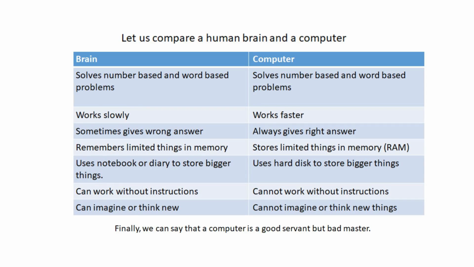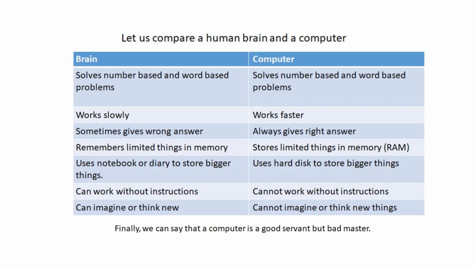Let us compare a human brain and a computer. Human brain solves number-based and word-based problems. Computer solves number-based and word-based problems. Human brain works slowly. Computer works faster. Human brain sometimes gives wrong answer, but computer always gives right answer. Human brain remembers limited things in memory, but computer can store limited things in memory, that is in RAM, random access memory.